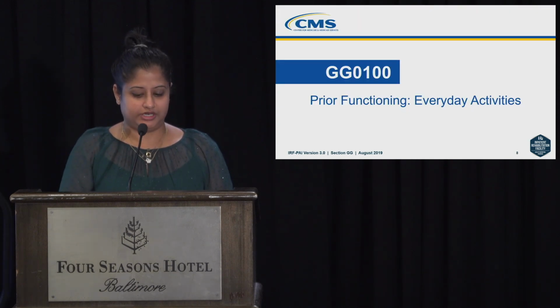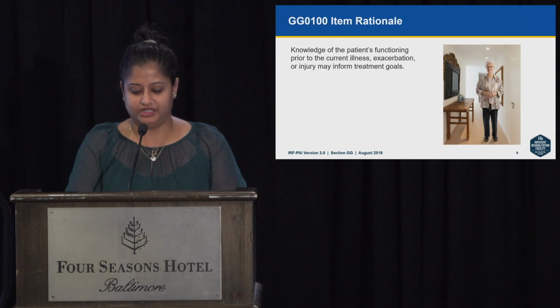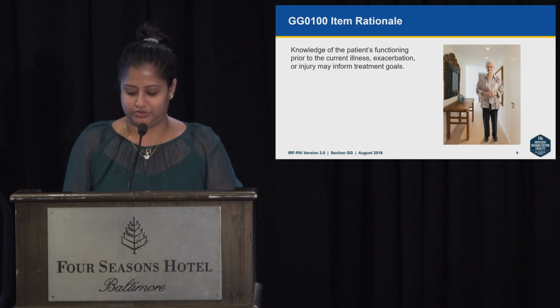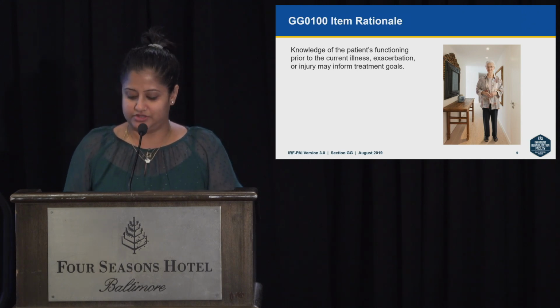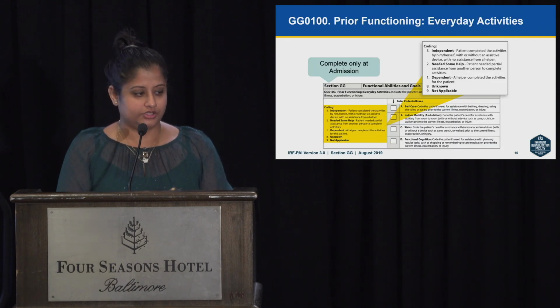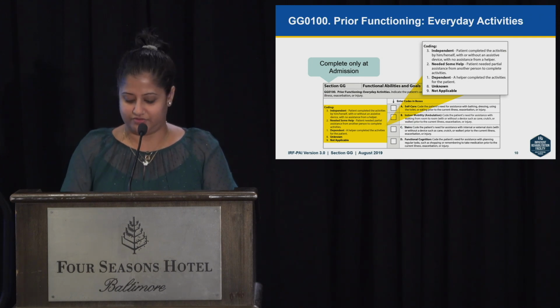So with GG0100 prior functioning, the rationale for this is that it gives the clinicians knowledge of the patient's functioning existing prior to the current illness, exacerbation, or injury and may inform treatment goals. And this item is used in the risk adjustment for the quality measures. So you'll see here, this is what it looks like on the item set. On the right-hand side, you have different groups of activities, which we'll go through in detail, and the definitions of those. And then on the left-hand side, you have the coding.